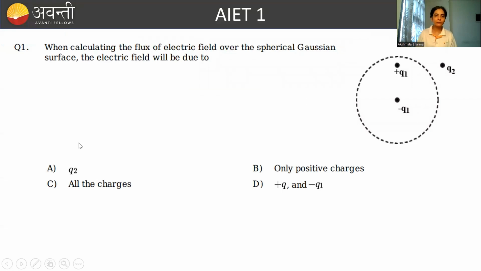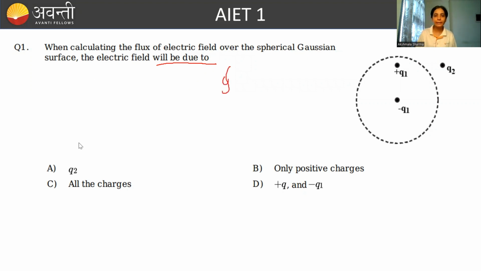So the very first question is the very first question of your AIET test 1. है ना? तो चलो. The question is: when calculating the flux of electric field over the spherical Gaussian surface, the electric field will be due to... Now, what is this Gaussian surface? This Gaussian surface is nothing but a part of Gauss's law.